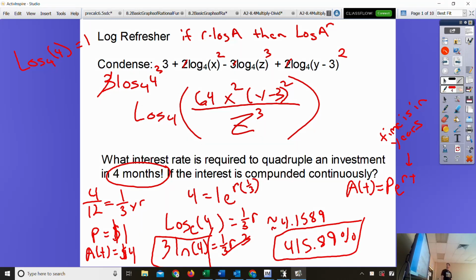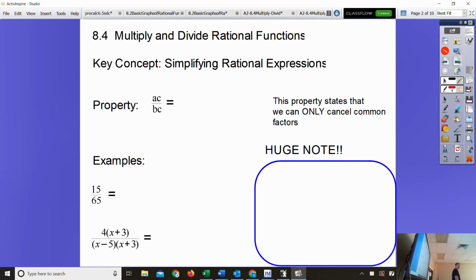It says 8-4, multiplying and dividing rational functions. The prerequisite skill is simplifying things. You used to do this in Algebra 1, but they took it out of Algebra 1 a couple of years back. When you were in middle school, you actually learned how to do this.